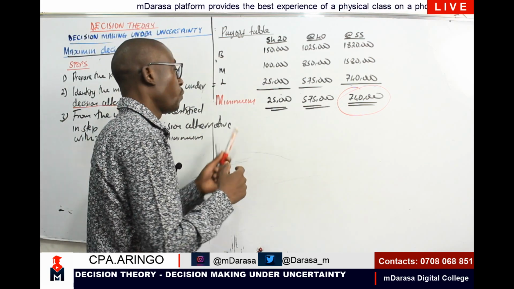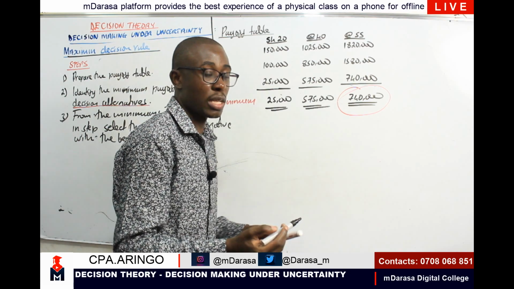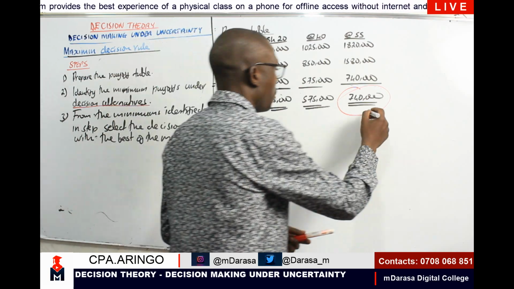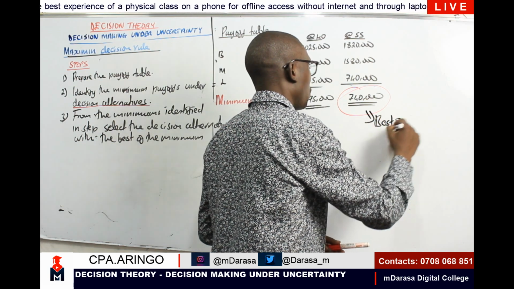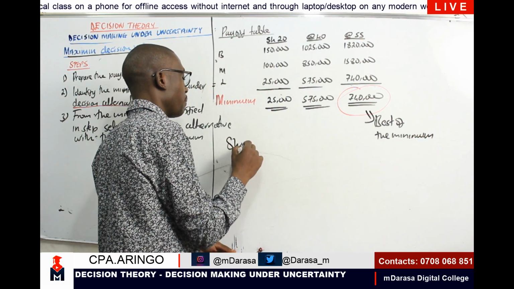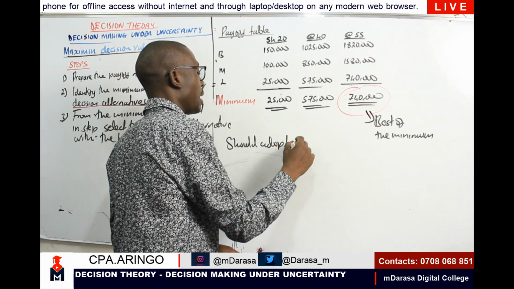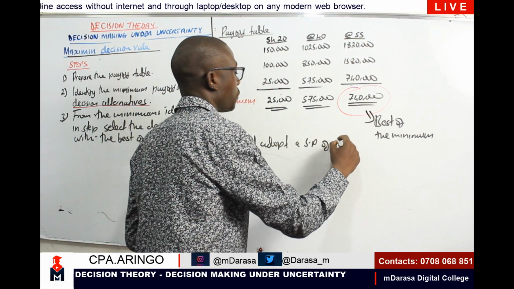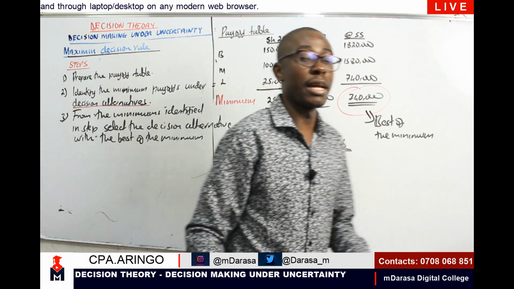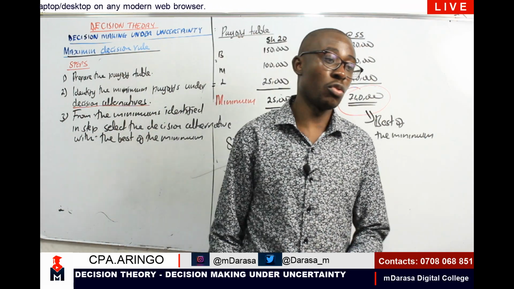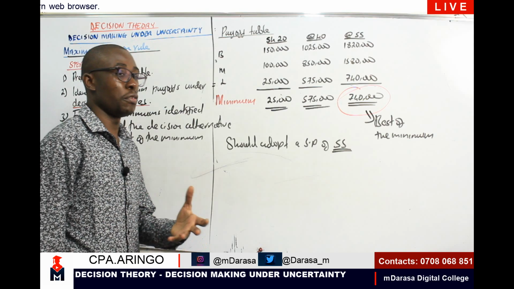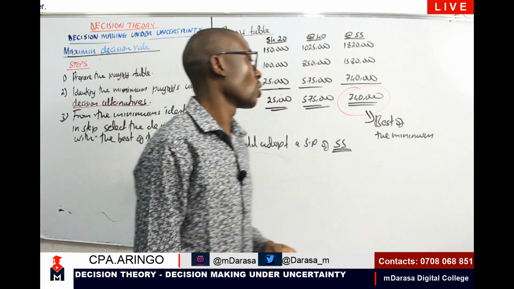So therefore, if we were to advise the company, because that's the question that was asked, on the best decision alternative to adopt, this is the best of the minimums. So the company should adopt a selling price of 55 shillings, because that is where we are realizing the best of the minimums. At this point, the company should adopt a selling price of 55 shillings.